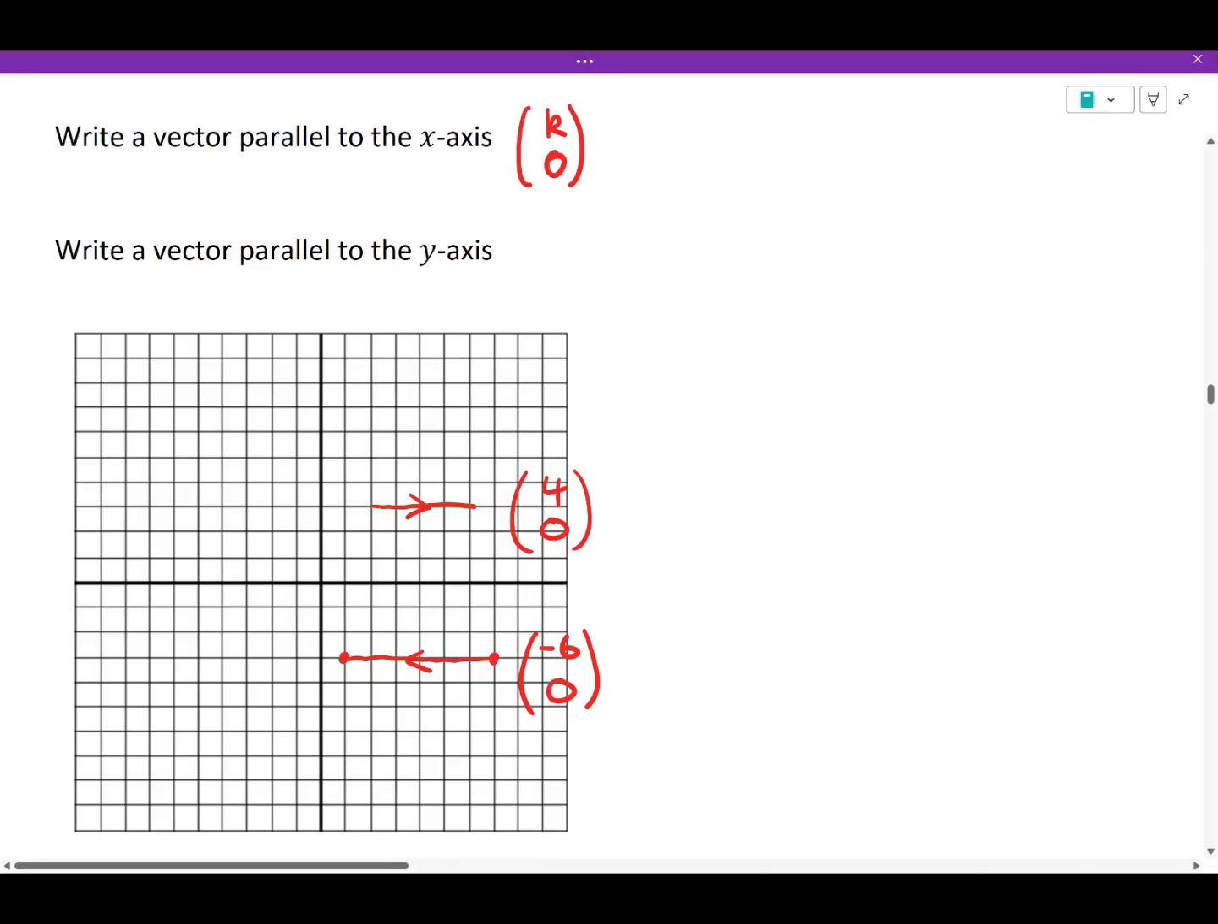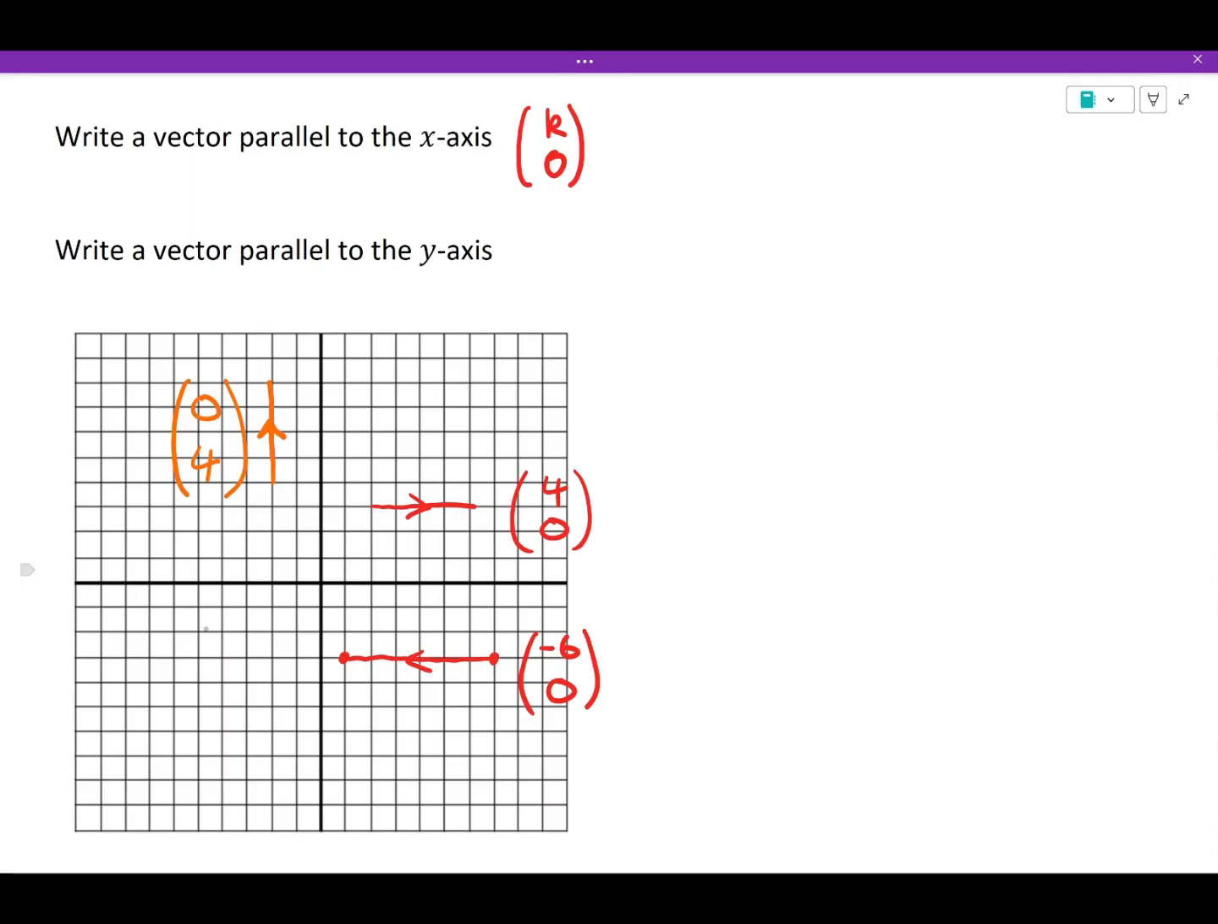Now let's do parallel to the y-axis, and you might be able to guess what's about to happen. So our y-axis is our vertical axis, so let's draw something that's parallel to that. So we'll go with this here, and I'm going to put an arrow on it. Okay, so let's write out our column vector. So we haven't moved to the left or to the right from our start point, so it's going to be 0 for a horizontal component. And we've gone 4 upwards, so I'm going to put a 4 as my vertical component like that. Okay, and that will be a vector parallel to the y-axis.